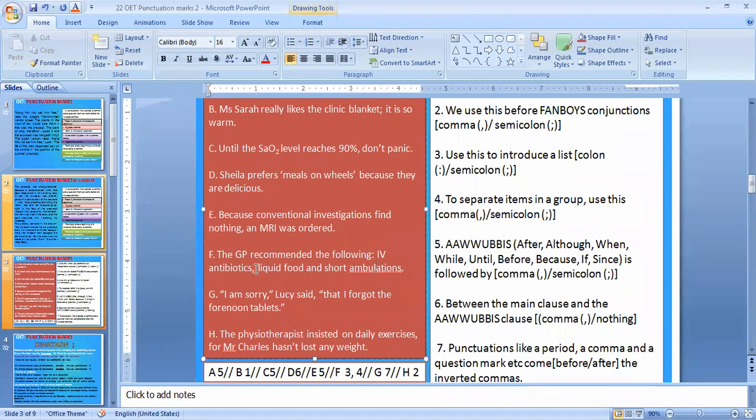Of course, that is applicable here. Antibiotics, comma, liquid food. So there are 3 things, and so there is a comma here. That is also to some extent right. Number 4 is also right that way. Okay, number G. I'm sorry, Lucy said that I forgot the forenoon tablets.